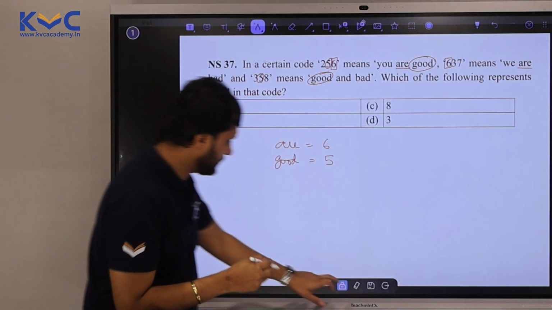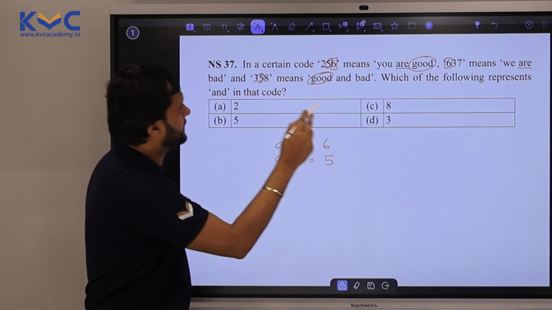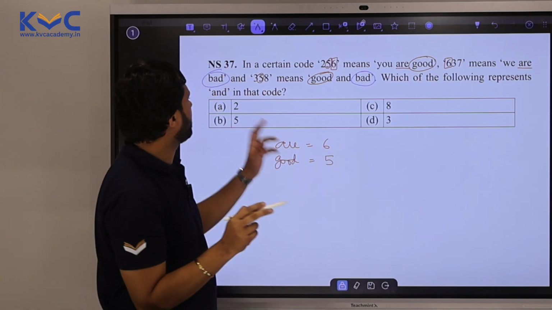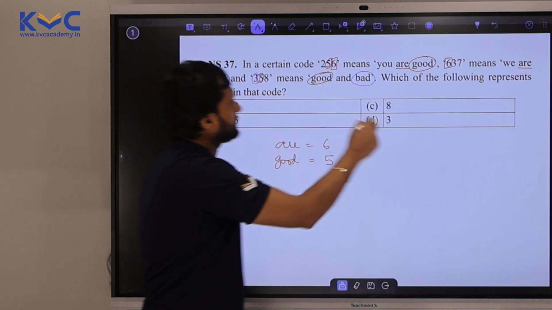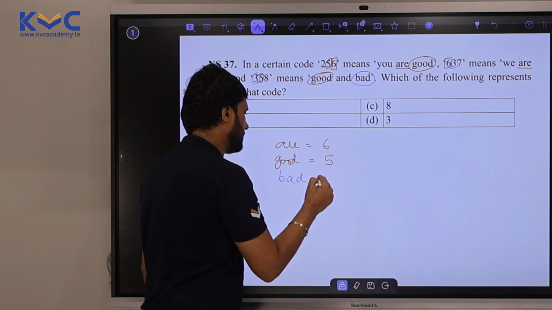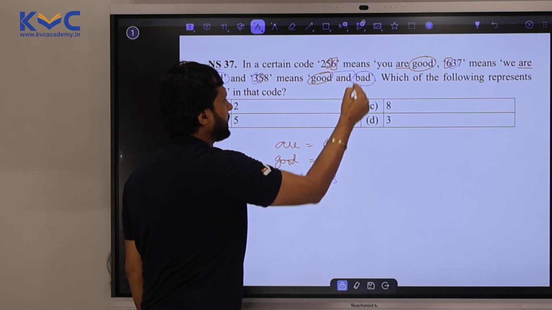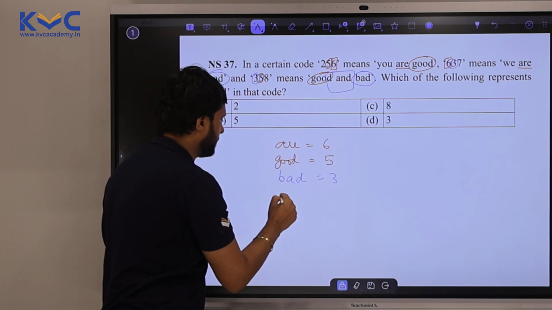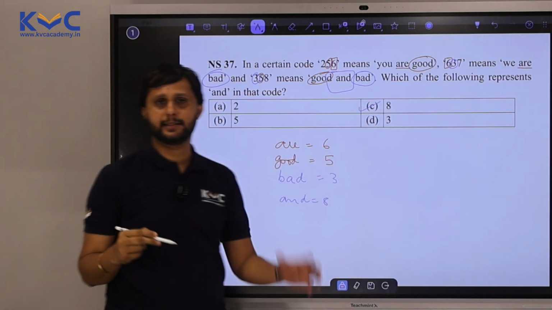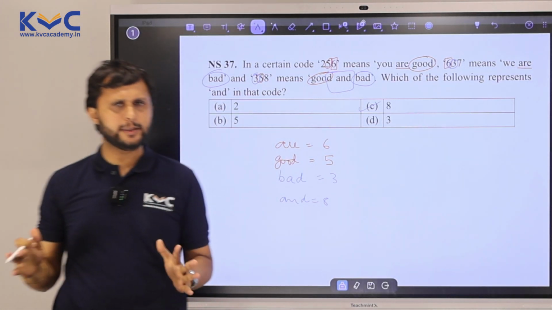Let me change the color now. Fine. Bad is there here. Here there is bad, and here also there is bad. And what is the common number this time? We have 3 over here, 3 over here. That means bad is equal to 3. So what is remaining? 8. So what is "and" equal to? This part, "and" is equal to 8, which is there in option C. That's the right answer. So little different over here.